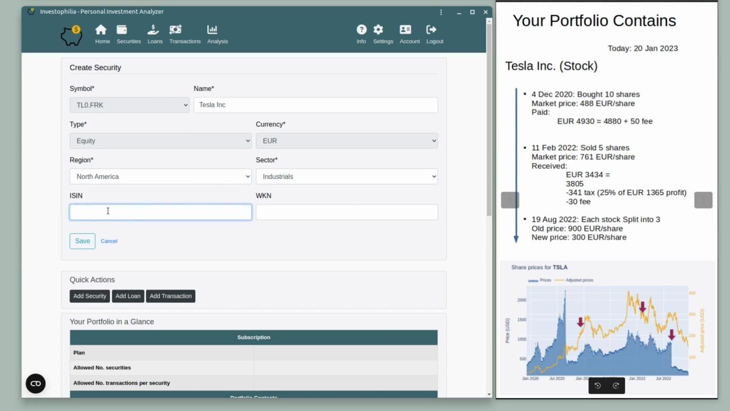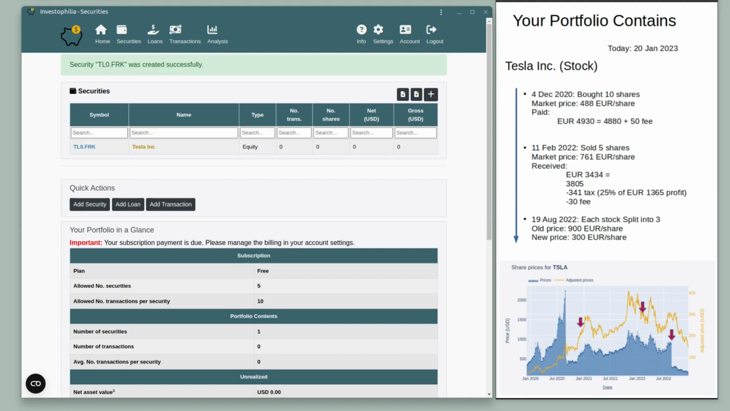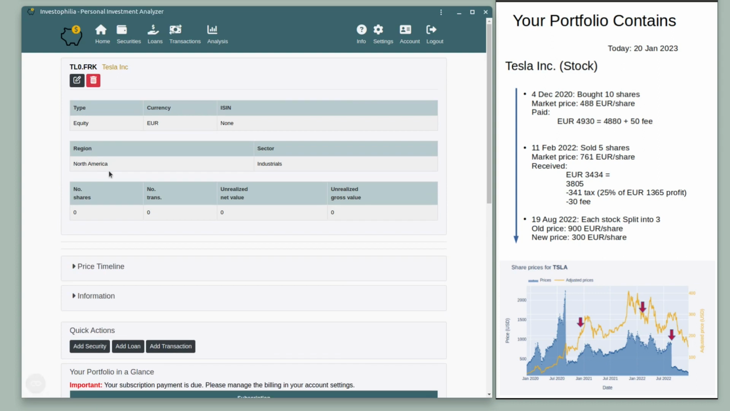And you can put more information like ISIN or WKN, but it's not important. So just click Save. We have successfully added this security to our system. But before we add its transactions, we need to make sure that this is the correct security that we really wanted. So if I click on the symbol here, you see I hover over it and then we find it is actually a hyperlink which directs me to the security details.